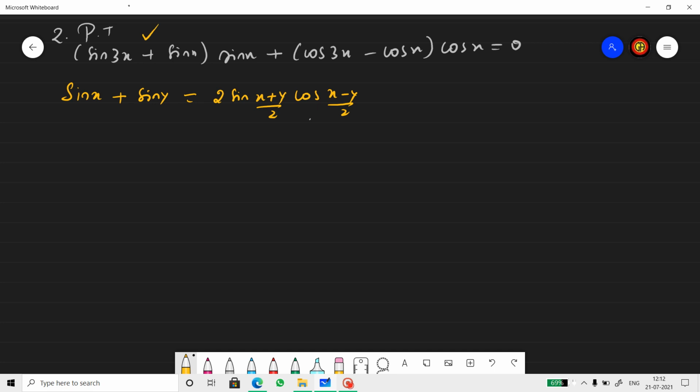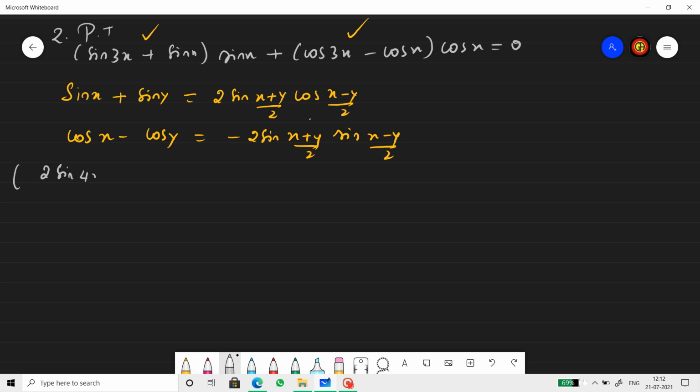So that will be applied on this, and this one is in the form of cos 3x minus cos x. So there we use the cos x minus cos y formula, which is minus 2 sin (x plus y) by 2 and sin (x minus y) by 2. Once I apply the formula, it will come to the form of 2 sin (3x plus x, that's 4x) by 2, and cos (3x minus x, 2x) by 2 into sin x, which is already there. Now cos x minus cos 3x is minus 2 sin (3x plus x, which is 4x) by 2, into sin (3x minus x, which is 2x) by 2. And there is a cos x out there.